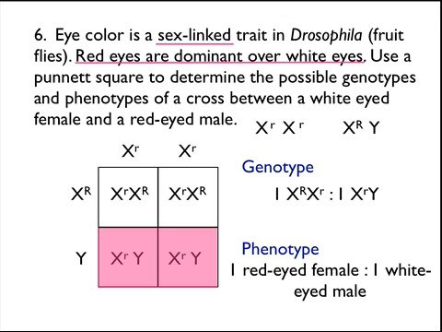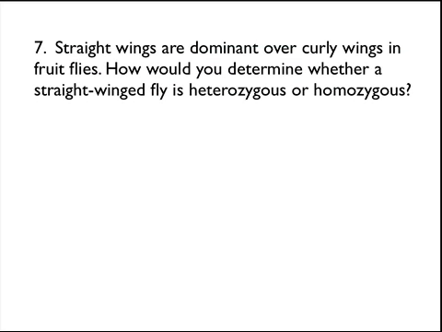And in our phenotypic ratio, what this means is that there's one red-eyed female for every one white-eyed male. Straight wings are dominant over curly wings in fruit flies. How would you determine whether a straight-winged fly is heterozygous or homozygous? Well, you can't tell just by looking at it.